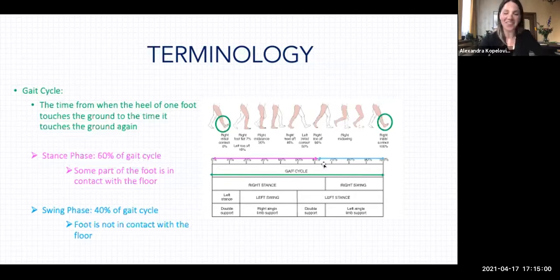Oh, the red marks are gone. Yay, thank you.